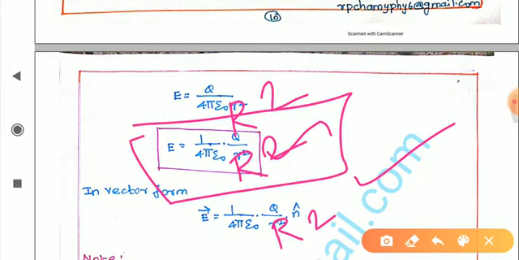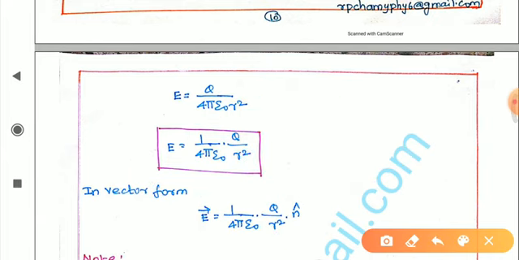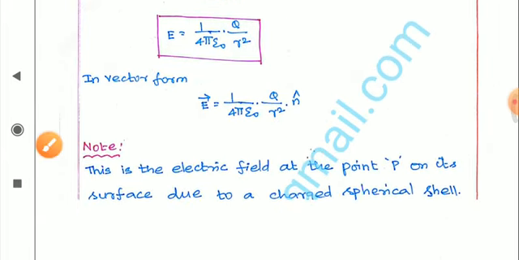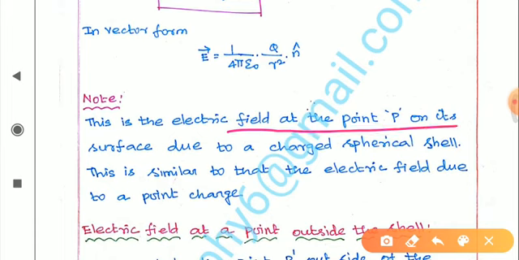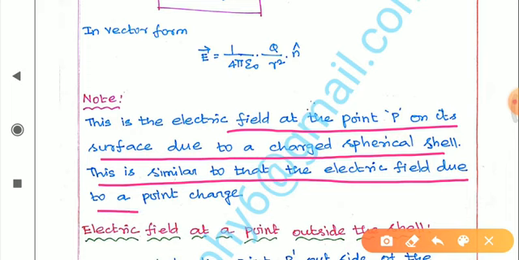Electric field is equal to 1 by 4 pi epsilon naught into Q by r square. In vector form, it can be multiplied with a unit vector n cap. E vector is equal to 1 by 4 pi epsilon naught into Q by r square into n cap. This is the electric field due to the spherical charged shell. Then one more point I wrote here for your reference: the electric field at the point P on the surface due to the charged spherical shell is similar to that of the electric field due to a point charge. Already we have discussed this. The same I wrote here.